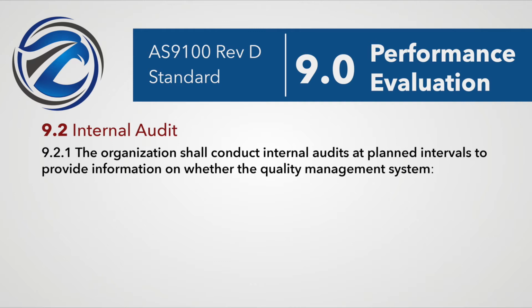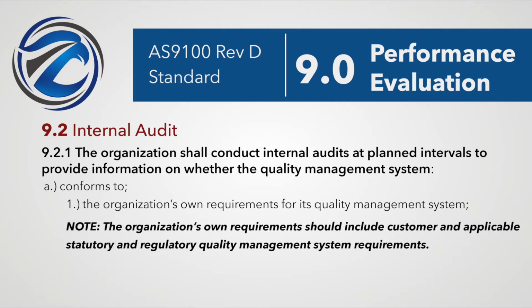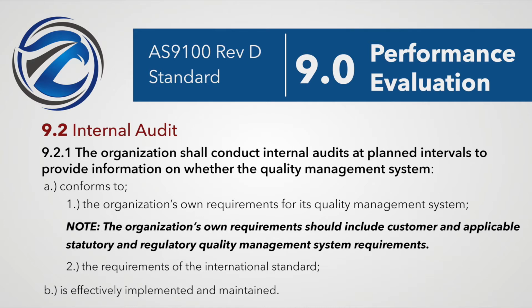9.2.1: The organization shall conduct internal audits at planned intervals to provide information on whether the quality management system a) conforms to 1) the organization's own requirements for its quality management system. Note: The organization's own requirements should include customer and applicable statutory and regulatory quality management system requirements. 2) the requirements of the international standard. And 3) is effectively implemented and maintained. So obviously you can see here that they are requiring that the internal audits determine process effectiveness. For 3, that's what is specifically listed.